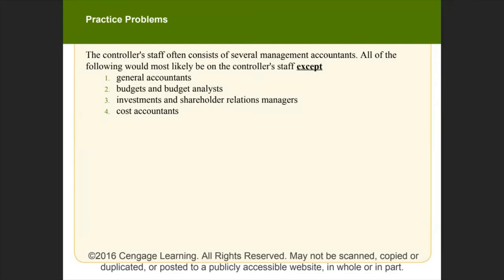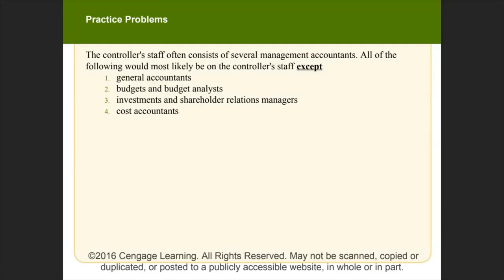We're going to rule out general accountants, number one and four, because these are both accountants. We know that in the problem it's telling us the controller staff consists of several management accountants. So we can already rule out general accountants and cost accountants.